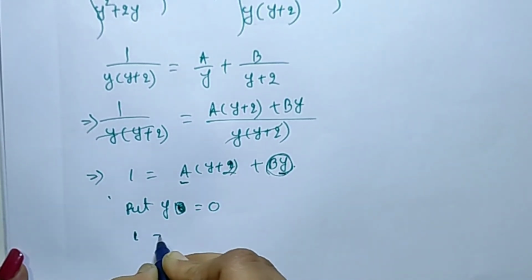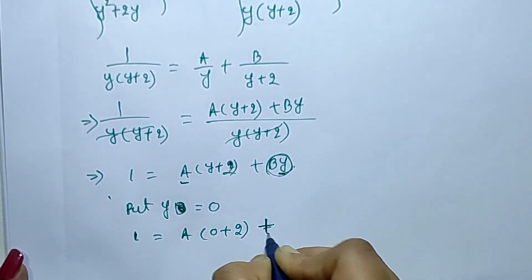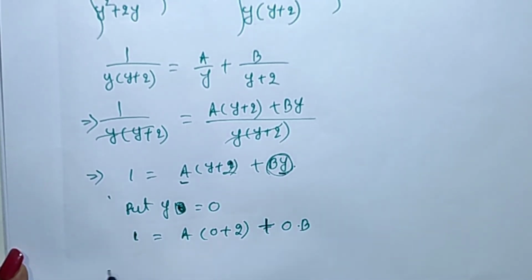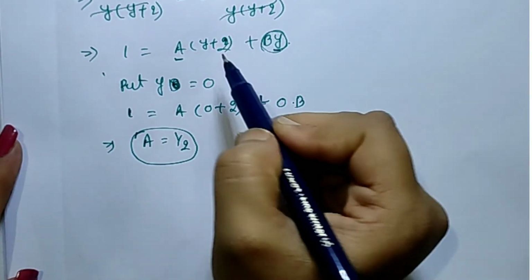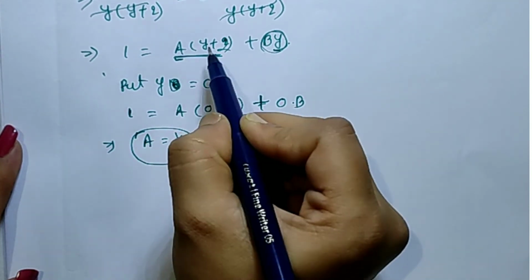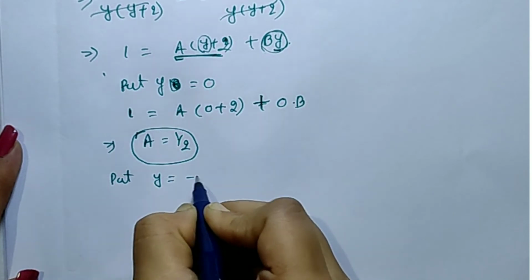So 1 is equal to a into 0 plus 2 plus 0 into b, which implies a is equal to 1 by 2. Okay, we will find a. Now we have to find b. Now to find b, we have to make this a 0, so put y is equal to minus 2.